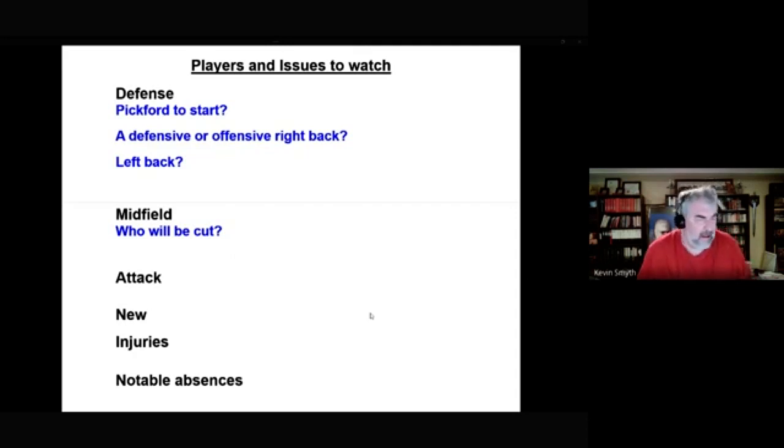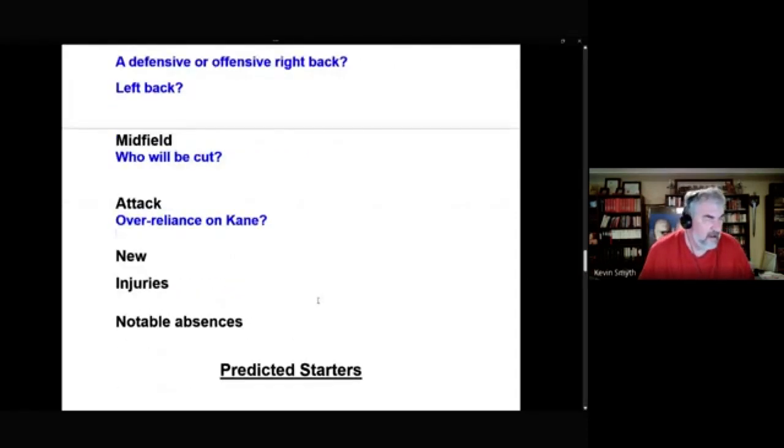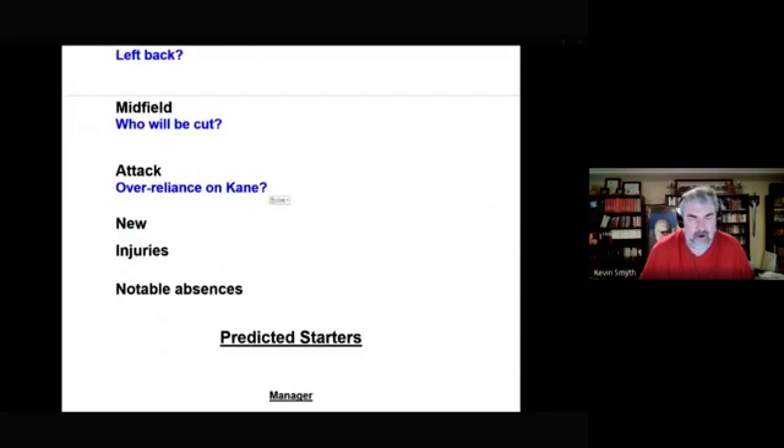In the attack, a definite issue would be, is there an over-reliance on Kane? I suppose it won't come to a head unless Kane gets injured. But the problem with Kane starting so many of the games is that they haven't really given much field time to whoever's going to back Kane up. And there doesn't seem to be a really strong candidate right now.